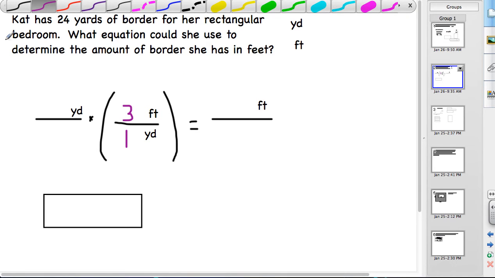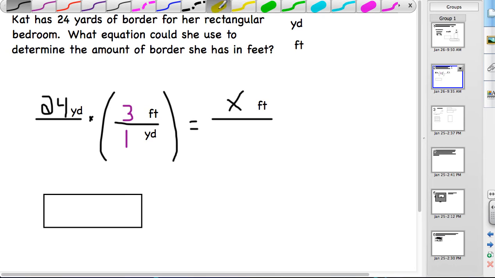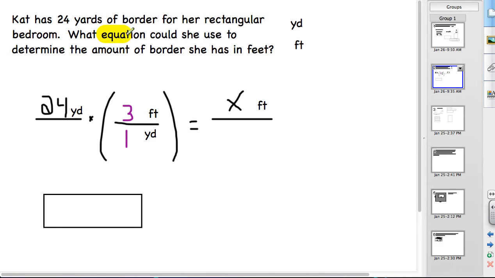Then we need to write down what we start with. In this case it was 24 yards. And our unknown, or our variable, is how many feet. So I'm going to actually use x. You could use anything that you want, f for feet, b for border. Notice the problem is not asking us to solve this, it's asking for the equation. And so what we're going to have to do is just set this up as an equation.